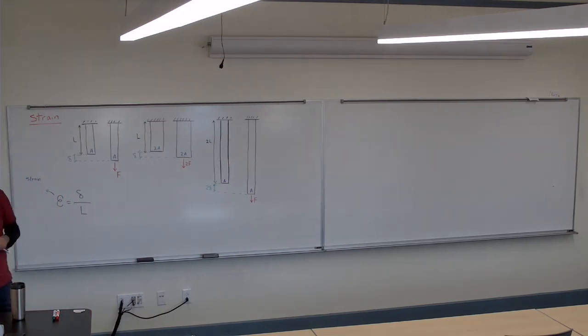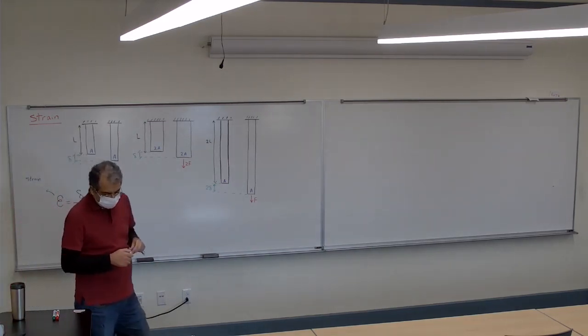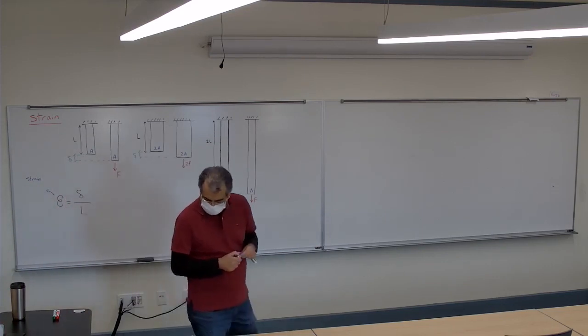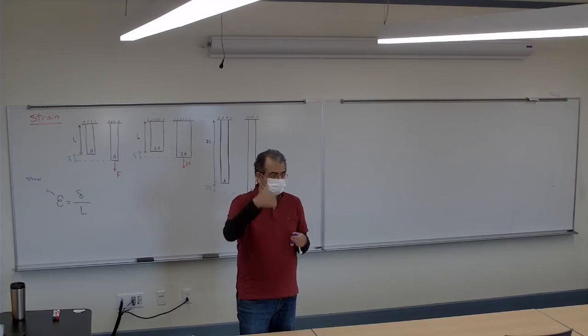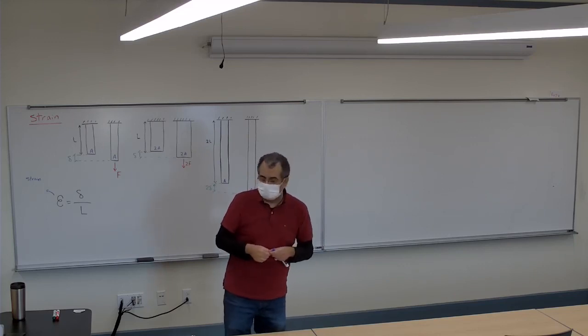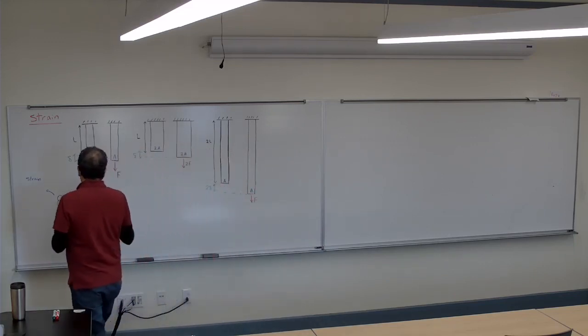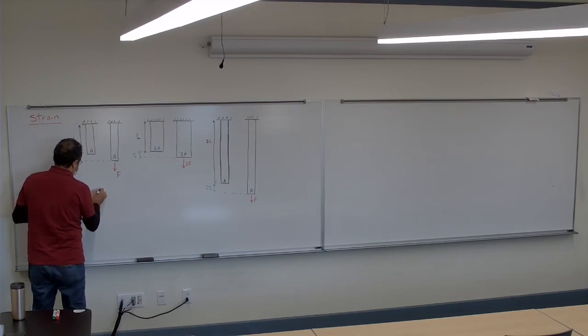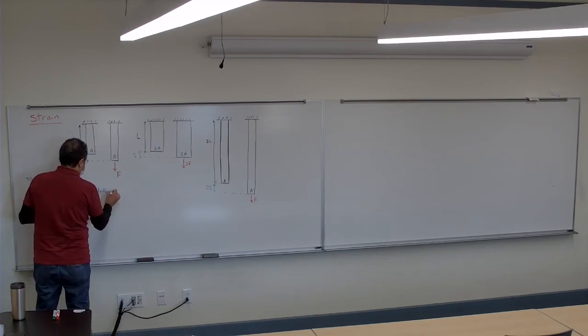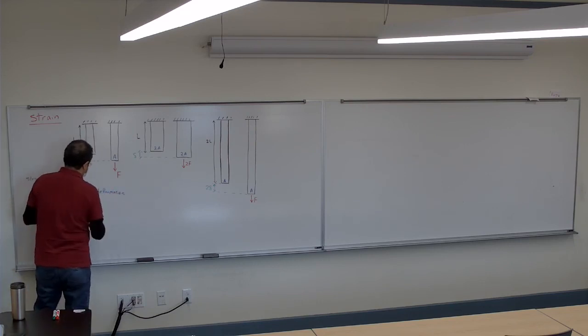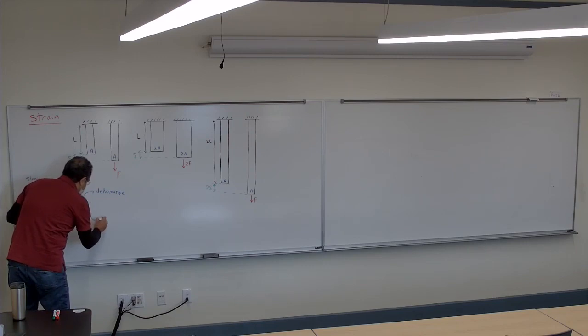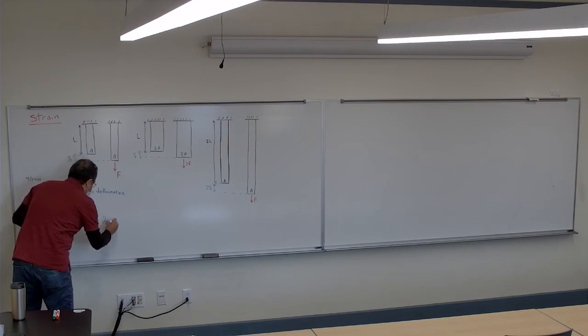What's the unit of the strain? It doesn't have any unit, because it's the length divided by length. The delta is the deformation, a change in the length, and the L is the length.